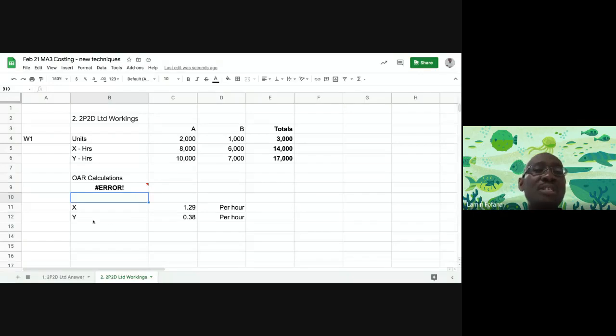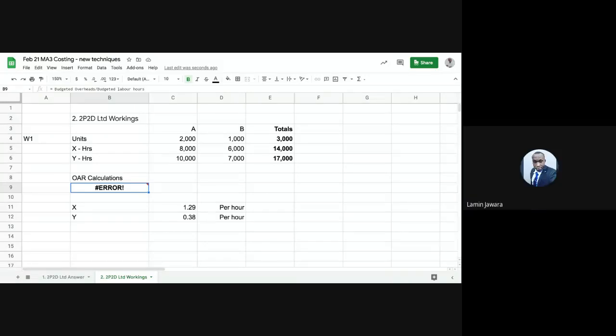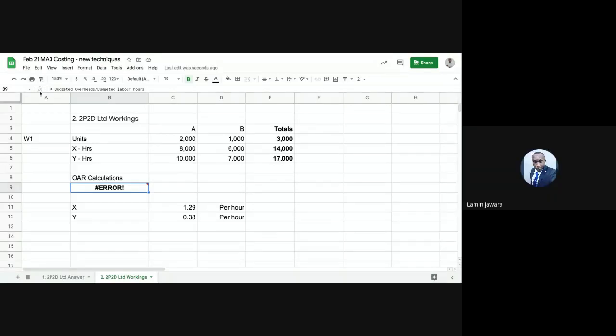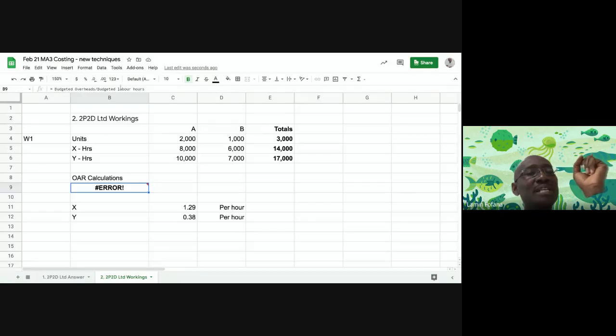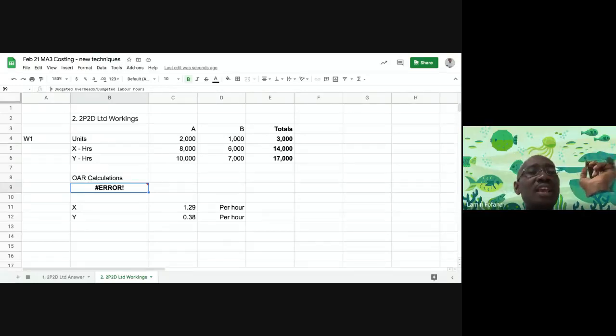You know what happens is if you type equals in a spreadsheet, the first thing it is programmed to know is you are trying to do a formula. And if you are going to do a formula, you always do formula with numbers. So if you start typing equals and then you put budgeted and you start putting text, Excel is going to be confused. So that's why it's displaying error. So what you will do is, if you really want to maintain your equals, you have to prefix it with a single inverted comma.